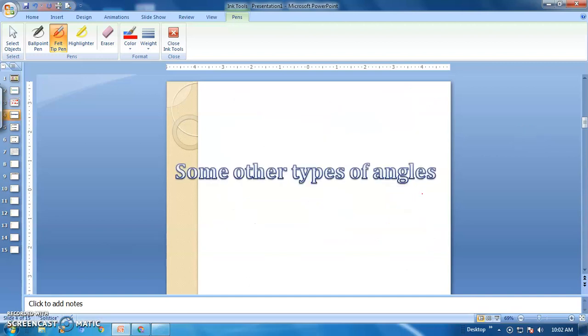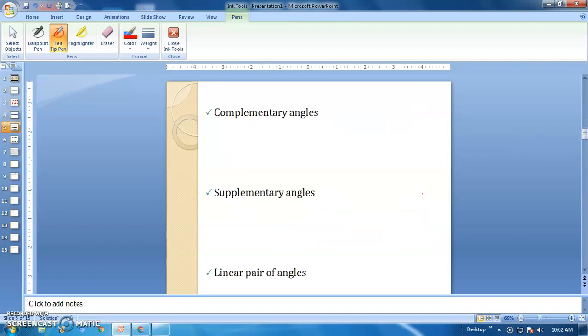Some other types of angles we have seen are complementary angles. Two angles are said to be complementary when the sum of the two angles equals 90 degrees. For example, 60 and 30, or 50 and 40. In a similar way, supplementary angles: for example, 120 and 60, the total is 180, so these two are supplementary. And 70 and 110, these two angles are also supplementary. The sum of the two angles equal to 180 degrees means they are called supplementary angles.